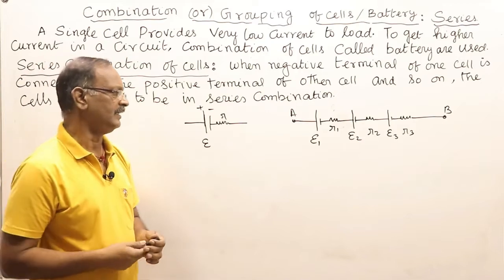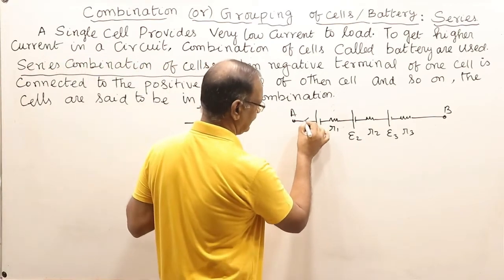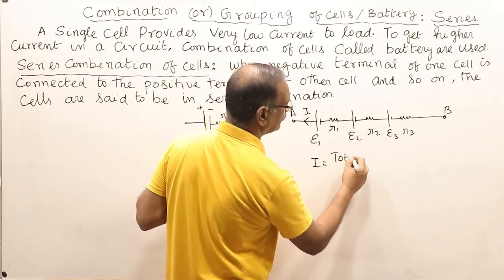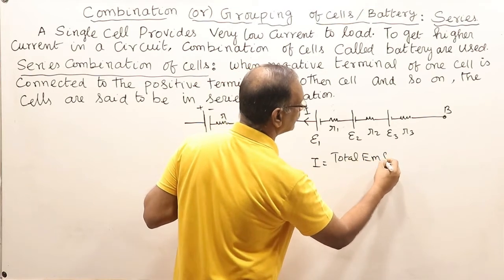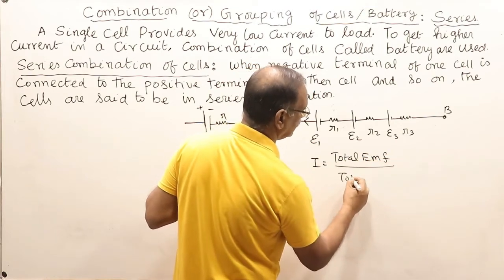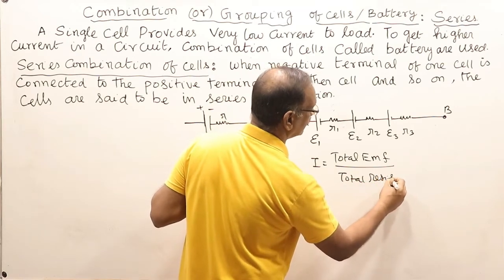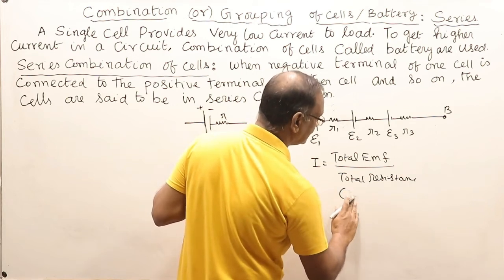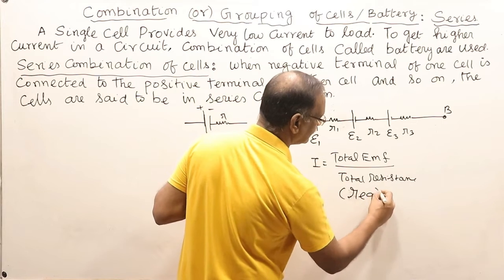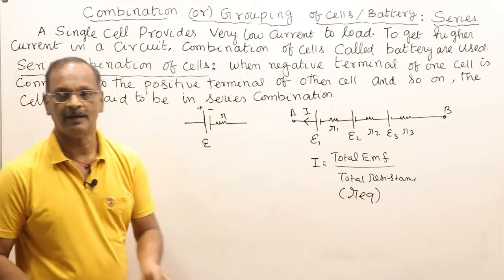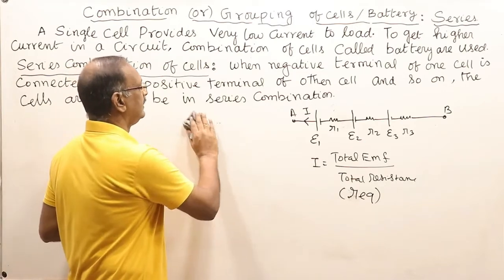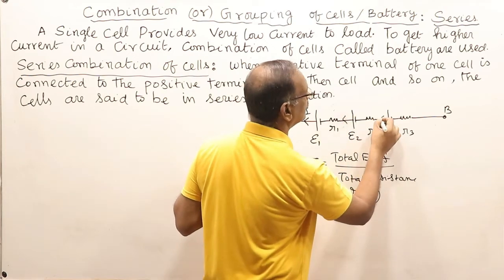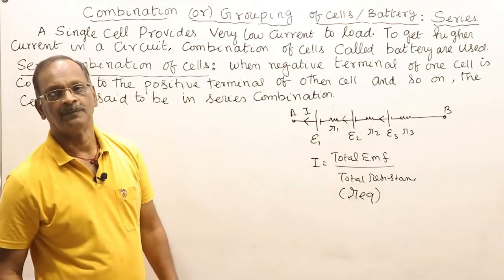So what is the total EMF? The cells supply current in this way. The total current is equal to the total EMF divided by the total resistance, that is the total internal resistance, or equivalent resistance, so we call it R equivalent. Here, what is the total resistance? All the cells are supplying current in this way, this is cell number 1, cell number 2, and so on.